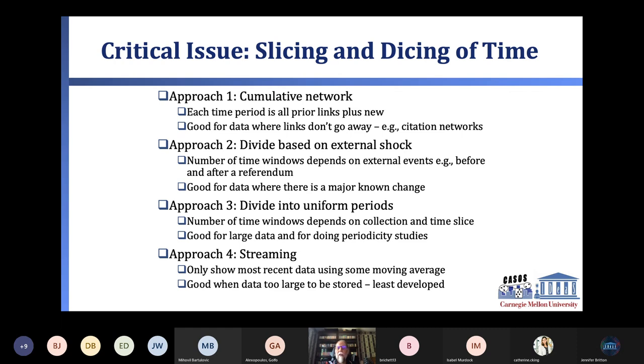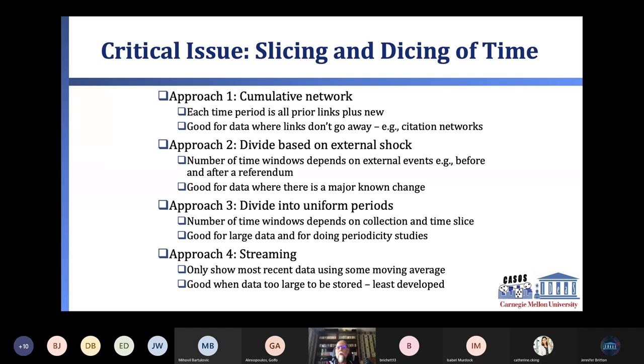Very often we're collecting data, but we don't know when anything's happening. And in that case, the typical approach is to divide the data into uniform periods, like the example I gave earlier, where every 4 hours I aggregate all the timestamps that came in within that 4 hour window. I assemble them into a network, and that gives me a picture of the network during that 4 hours.